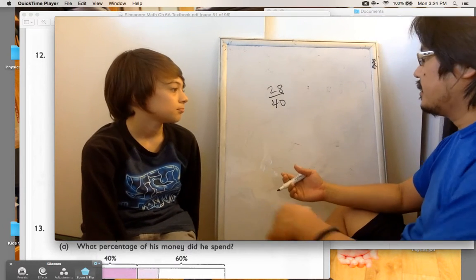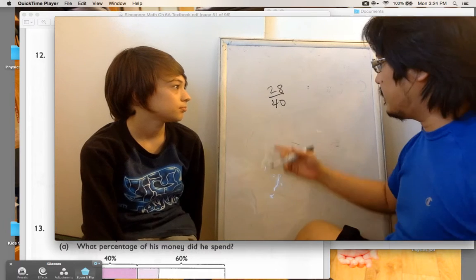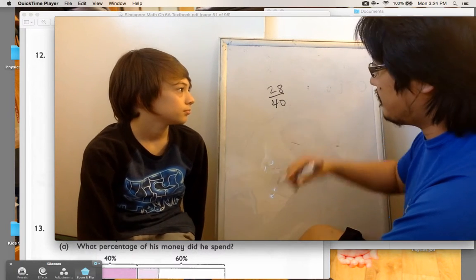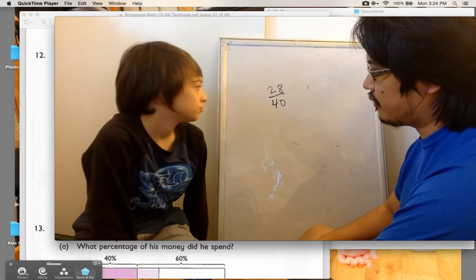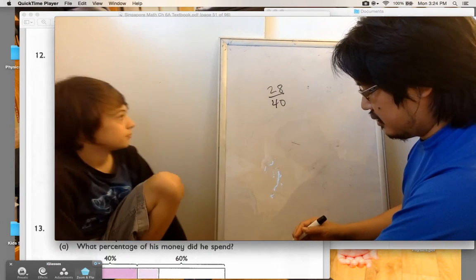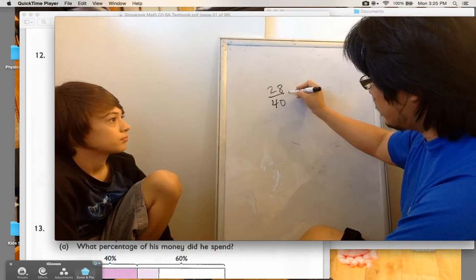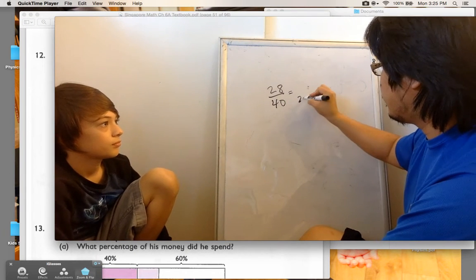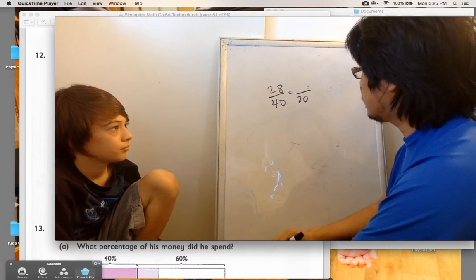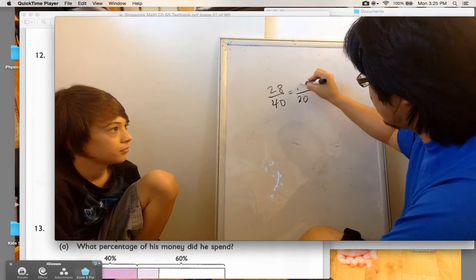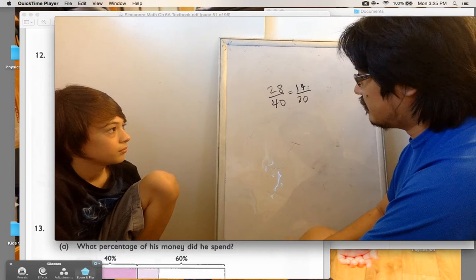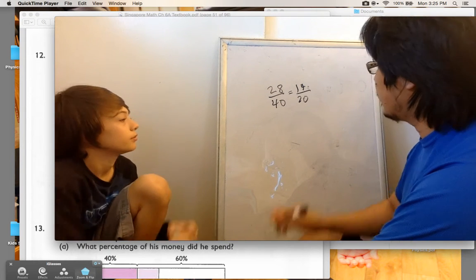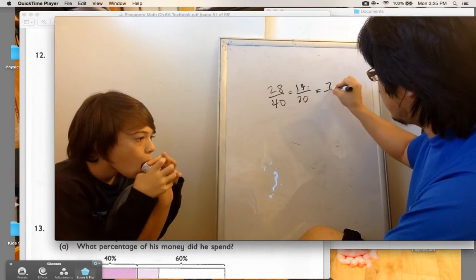Now, this one is a little bit tough to work with. Let's try to figure it out. What if I reduced the 28 over 40? Let's see, this would be 14. What did I do? You reduced it by 2. And then I can make this 7 out of 10, right?